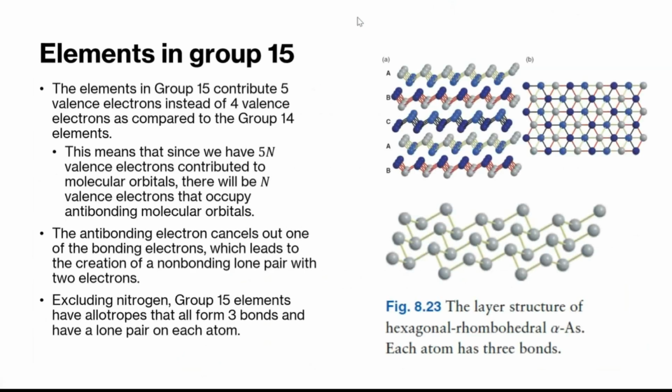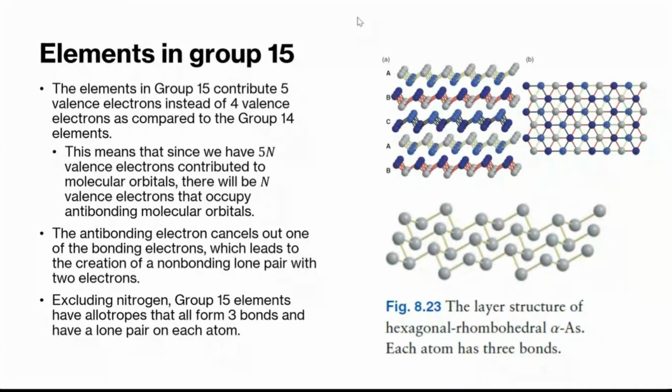So moving to another group, group 15, because they contribute 5 valence electrons instead of 4 valence electrons as compared to group 14 elements, there's going to be one lone pair on every single atom. We have 5n valence electrons contributing to molecular orbitals, so there will now be n valence electrons that occupy antibonding molecular orbitals. Now, we know from chapter 5 that we can think of a lone pair as the canceling out of electrons in a bonding molecular orbital and an antibonding molecular orbital. So that explains why we have one lone pair on every single atom.